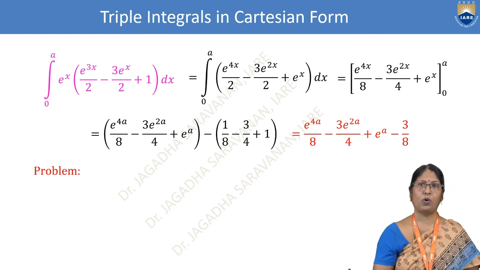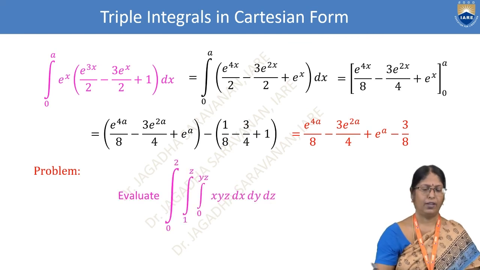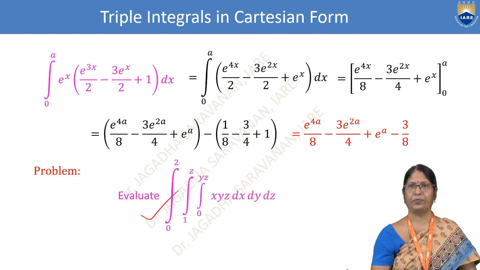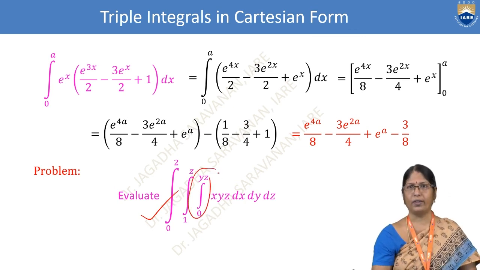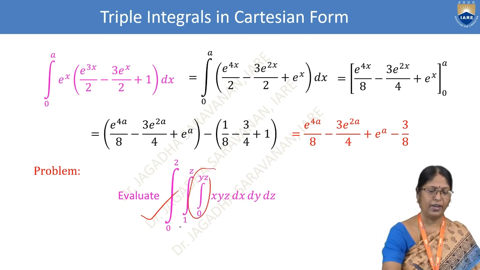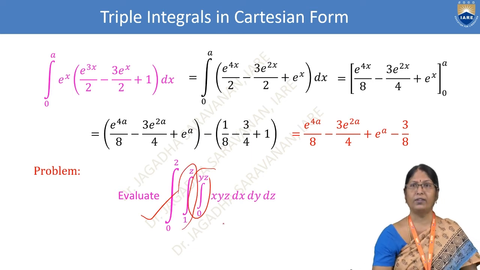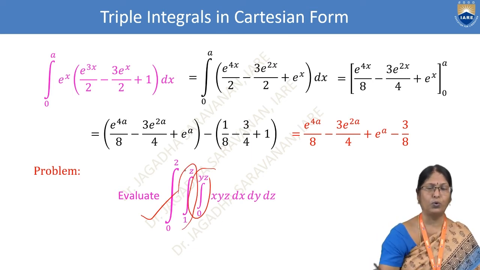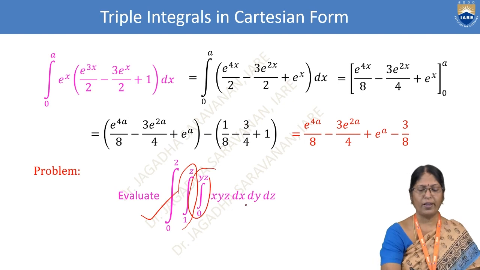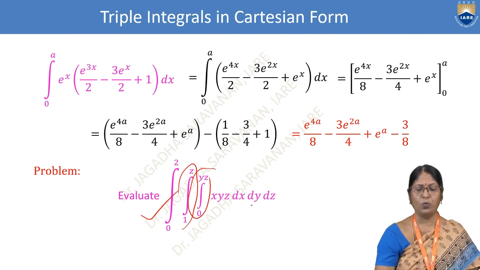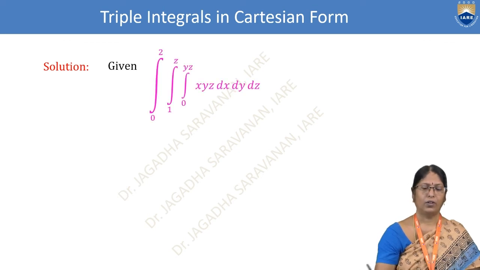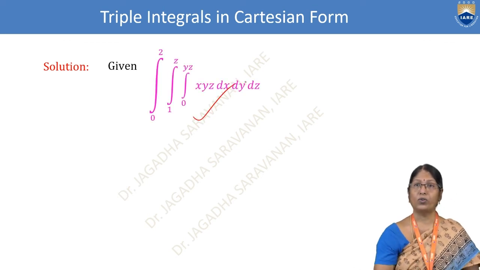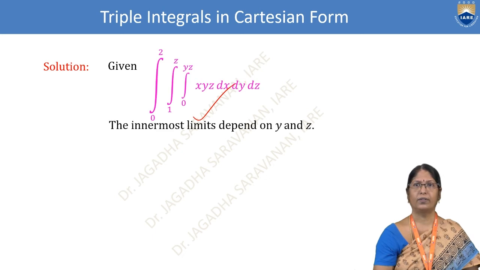So the next problem is evaluate. The innermost is 0 to yz. The next one is 1 to z. Then 0 to 2. xyz dx dy dz. So we wrote the equation as it is.